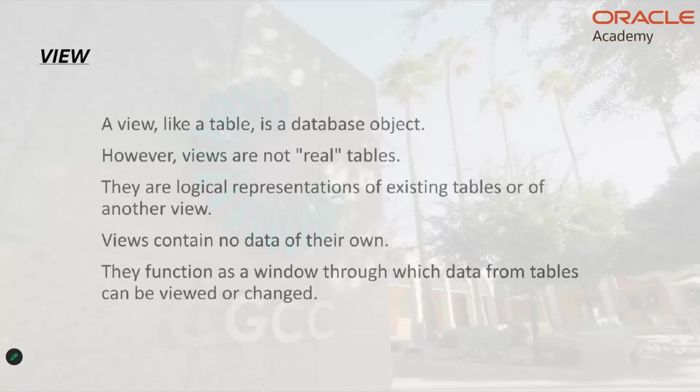But what is a view? A view is like a table, a database object, just another object in your database. But you can't really say it's a table. It's not a real table, but you'll see it is based on table information, or mini tables. So views are essentially logical representations of the existing tables, or even of another view, which I've done over and over. Views in and of themselves contain no data.